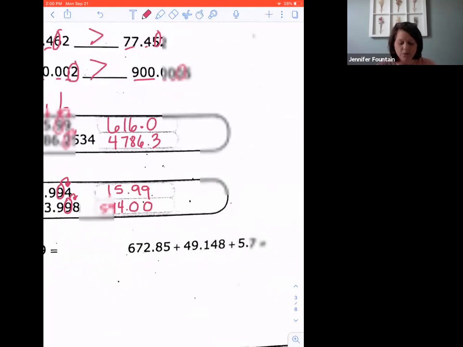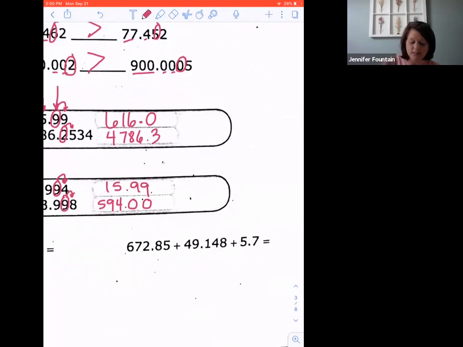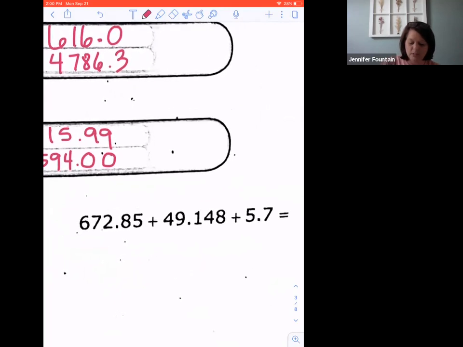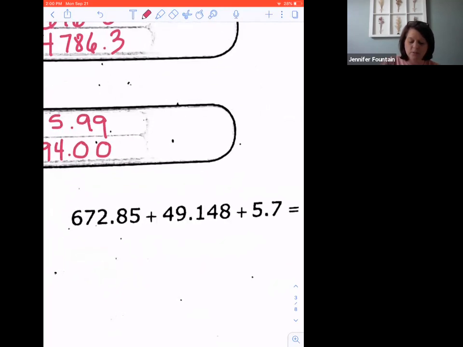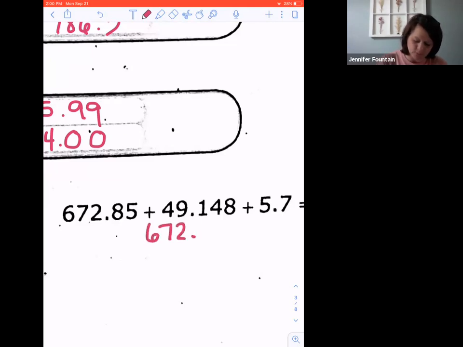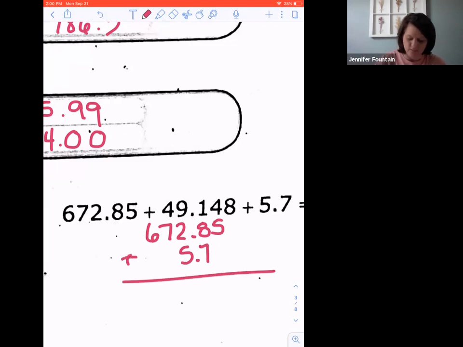Now this one, I've got 3 digits to line up according to the decimal point. And actually what I'm going to do is I'm going to use that middle one to line everything up by, because I don't have enough room to put anything after that 5 to put enough stuff. So I'm going to go ahead and put 672 decimal 85 here, and then 5.7 here. Put my placeholder 0, and then I have 2 placeholder zeros down there.